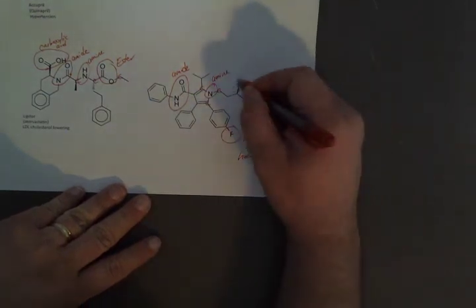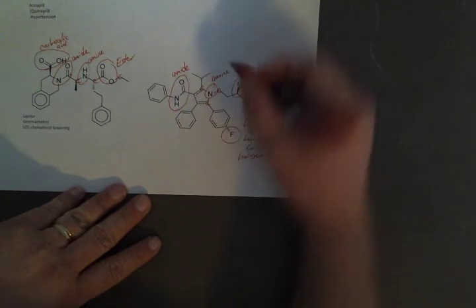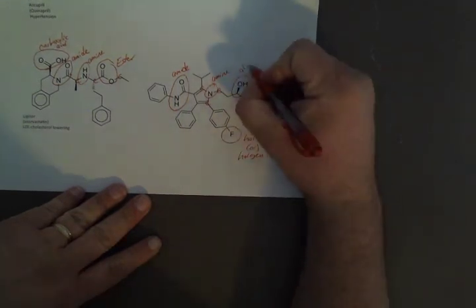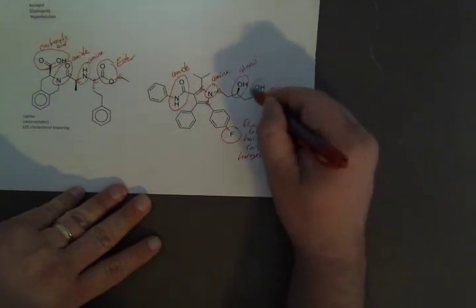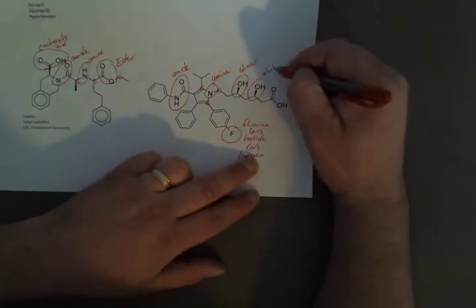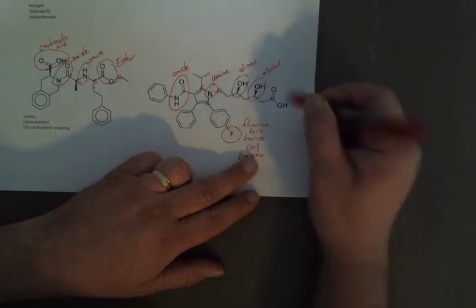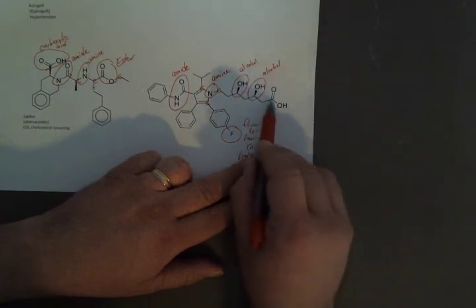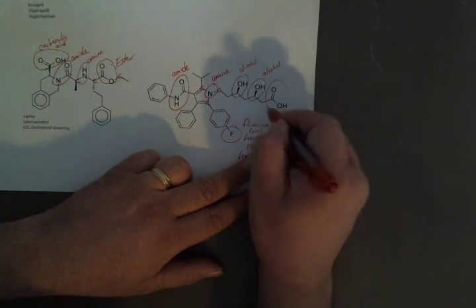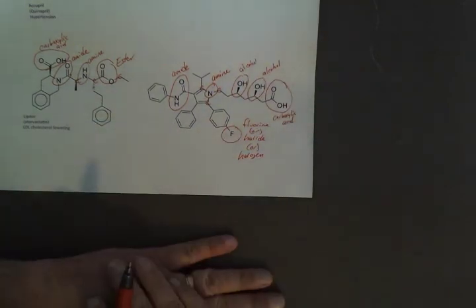Here we have an OH that just has carbons on either side of it, so it's an alcohol. Again, same with this one, an OH with just C's on either side, so alcohol. But this one here, there's an OH, but there's a C double bond O next to it, so that is a carboxylic acid. There you go. That's Lipitor.